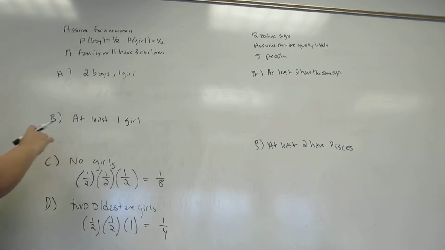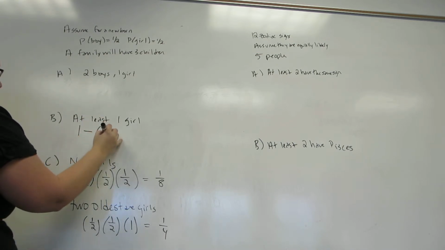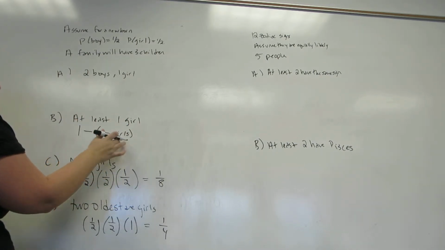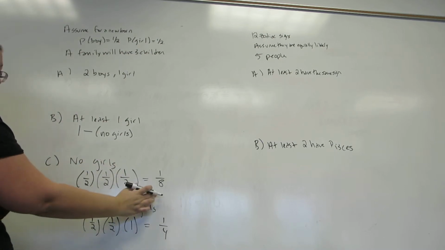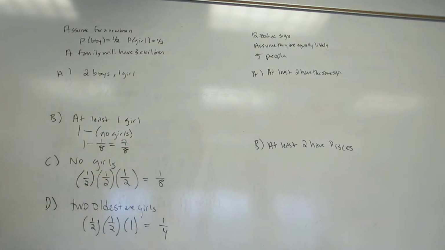Now, with at least 1 girl, it's actually easiest to do a complement. So we're going to do this as 1 minus the probability of no girls, because the complement of at least 1 being a girl is that none of them are girls. We already have the probability of no girls, so this will be 1 minus 1/8, which is 7/8. I could have gotten the same result if I added up all possibilities that satisfy this, namely 1 girl, 2 girls, or 3 girls.